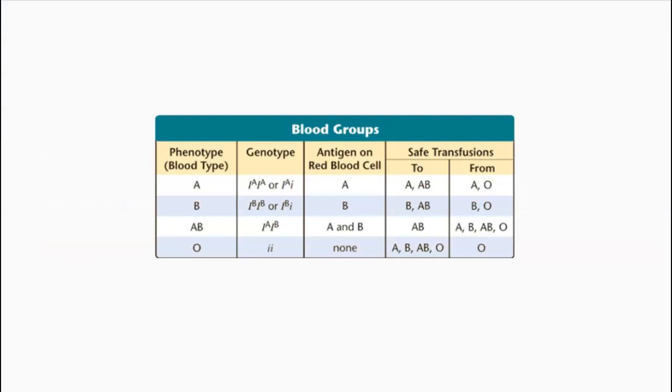And so here's a little chart showing the different blood types and who can donate to who. And so basically O can donate to anybody because it has no surface proteins. And so that's really great, actually, which is why O blood is always in high demand.